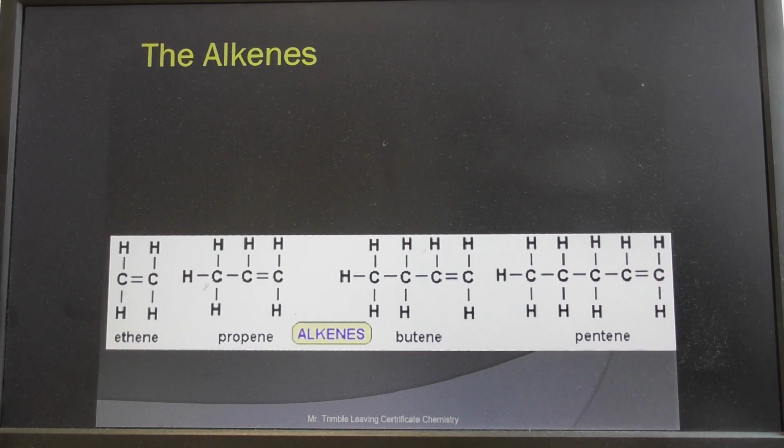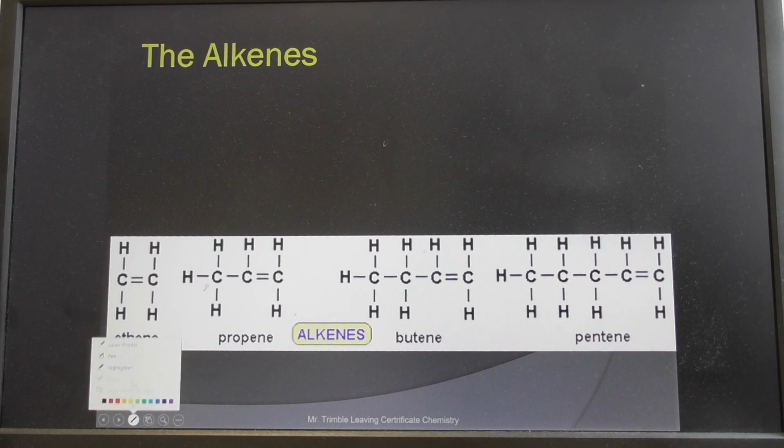Okay guys, in this video we'll have a look at the alkenes, and this should help you with one of the worksheets as well. So this is the next family, if you like. We're going through the series of families: the alkanes, the simplest organic family, and then we look at the alkenes.